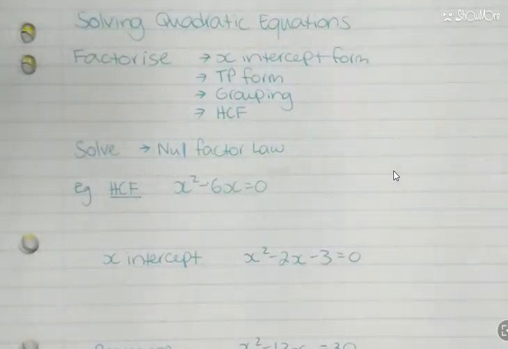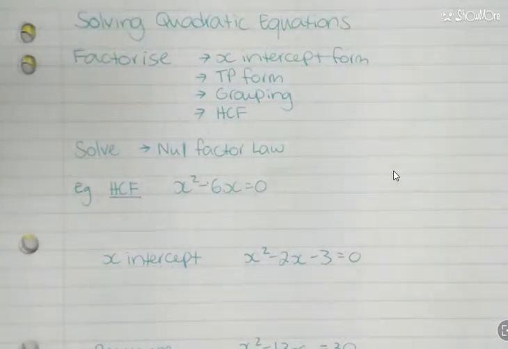Alright, so solving our quadratic equation. We've done some of this already. We always make a quadratic equation equal to 0, because when we're solving it, we're trying to find the x-intercepts, and the x-intercepts are where y is equal to 0. So first thing you do is you make it equal to 0.